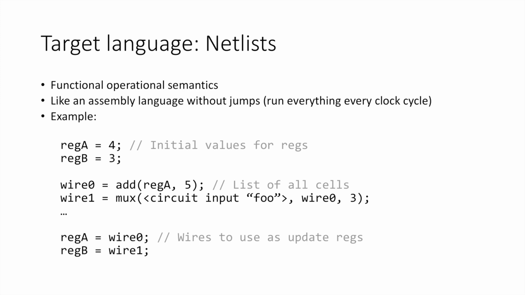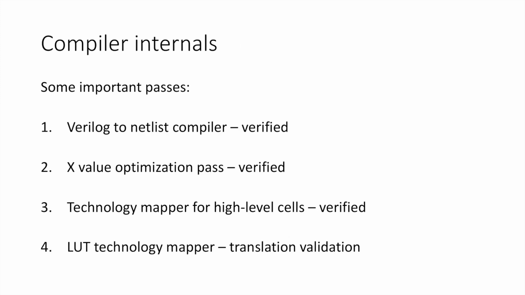So you can declare initial values for registers, and then in most netlists there is a long list of cells or gates and information about how these are connected, and then also information about how the registers should be updated each clock cycle. Okay, so that's something about the source and target language of Lutsig. What about Lutsig itself?